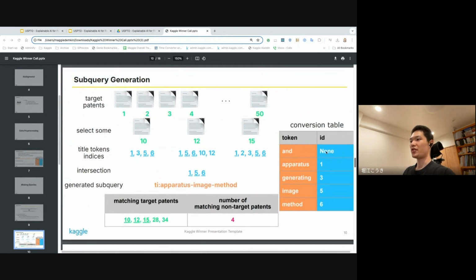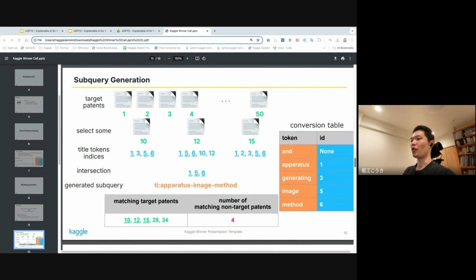The subquery generation algorithm is similar to the other two things. Some of the target patents are selected, the token indices of a field are listed up, the intersection is taken, here 156, and finally the subquery is generated using the uploaded conversion table on the right. For this example, the final subquery is TI for title, then apparatus image method.